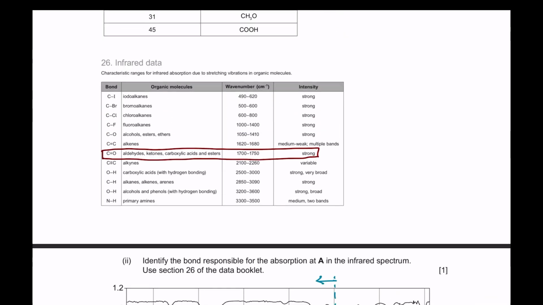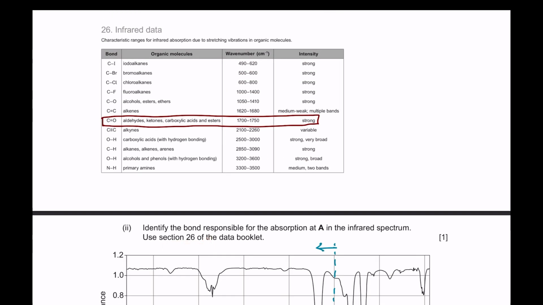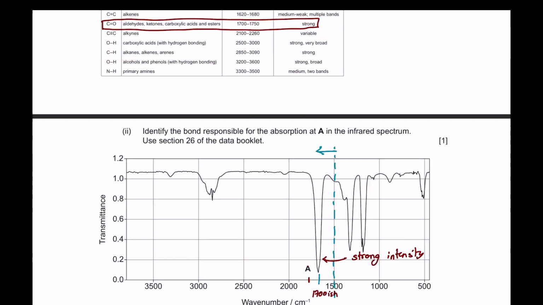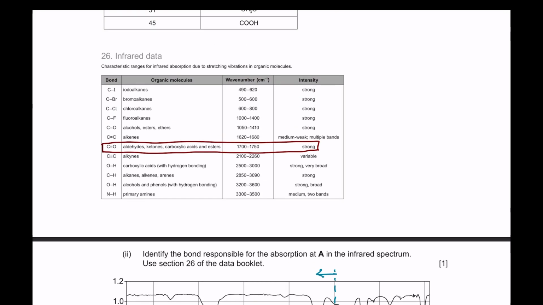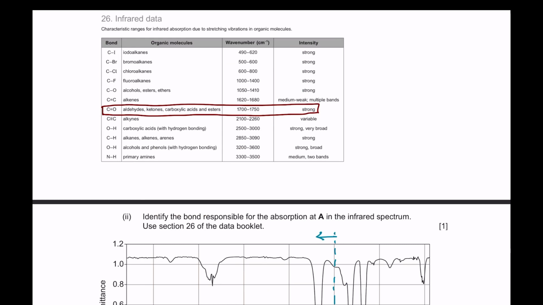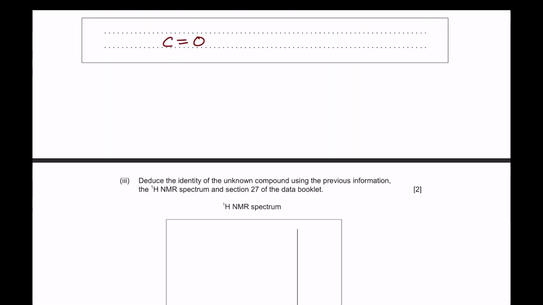Okay, so now let's get to section 26. Around 1700 to 1715 we have the C double bond, that is aldehyde, ketone, carboxylic acid, esters. And I can say this is a little more than 1700 too, so 1700 to 1750 holds correct. So there is a C double bond, but I don't know which C double bond. I just know that it's a C double bond. Anything can be aldehyde, ketone, carboxylic acid, or esters.